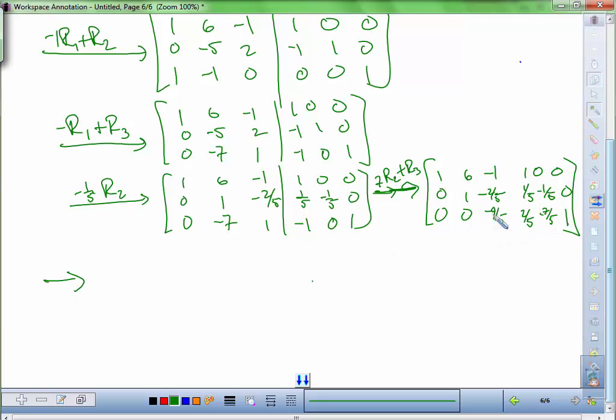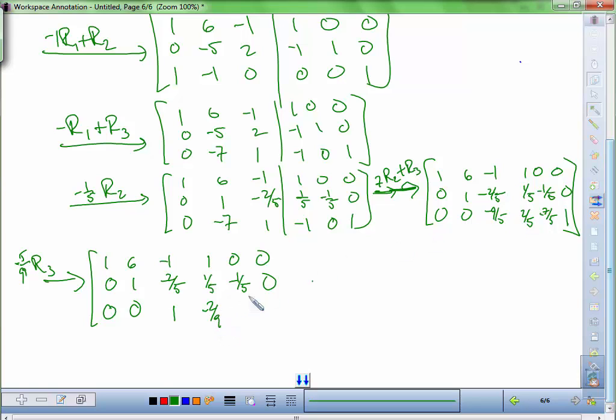Okay, let's wipe out this 9/5 over here. So negative 5/9 times row 3 replaces row 3. So this is 5/9, negative 5/9, so it becomes a positive 1. The 5s cancel, negative 2/9. The 5s cancel, negative, negative, that would be 7/9, and minus 5/9. Okay, all right, halfway there.